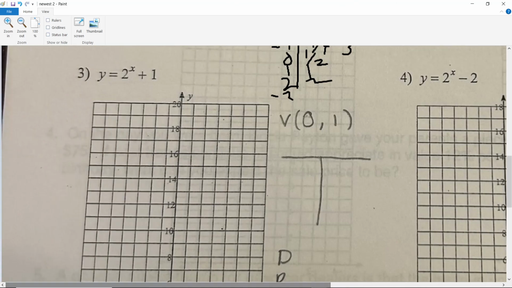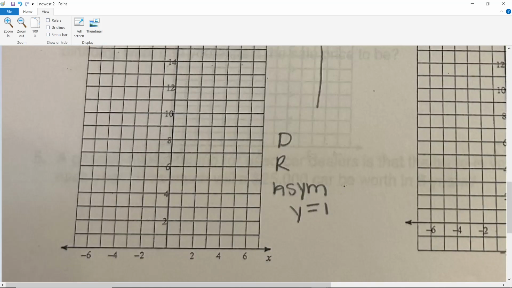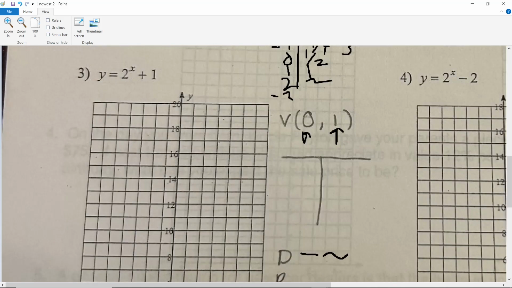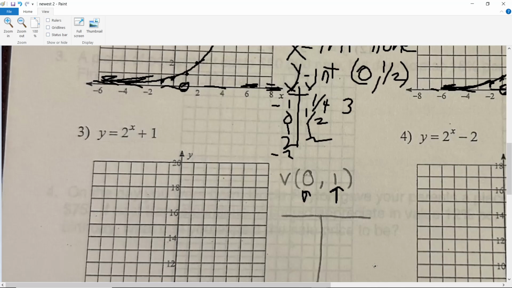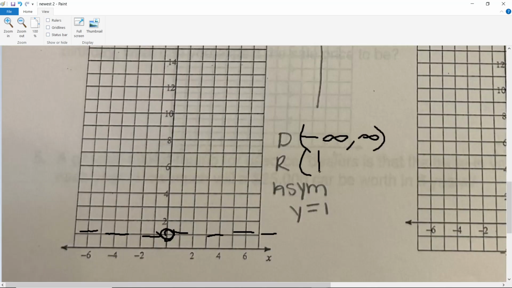Okay, here is the next one. 2 to the x plus 1. Well, h is 0, and k is 1. So (h, k) is (0, 1). The asymptote is y equals 1 because of that k. K gives the asymptote. So y is 1. I might as well draw this in. (0, 1) is the vertex. Domain, negative infinity to infinity, always. The range, since the asymptote is 1, and it's right side up, is 1 to infinity.